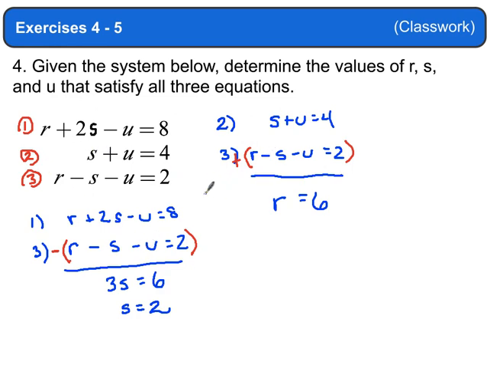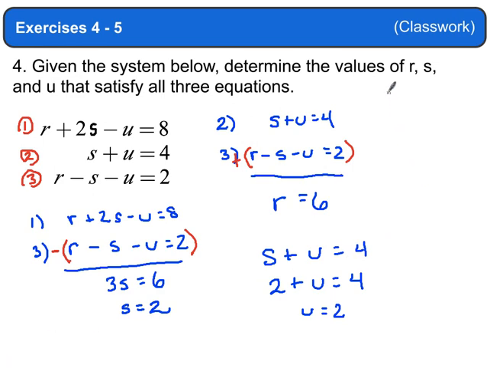Now again, I don't even really need r to solve for u, because if I was to choose equation number 2, s plus u equals 4, I already know what s is. S is 2. And I need to find the u. And so all I have to do is subtract that 2 to the other side and find out that u is equal to 2.